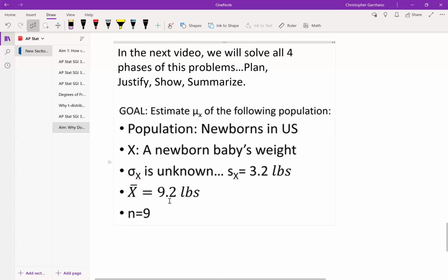And our sample of 9 babies had an average birth weight of 9.2 pounds. Like I said, we'll get into that in the next video, but you should really at least attempt this on your own. What exactly is this question asking you to do? How might you approach it? So on and so forth.